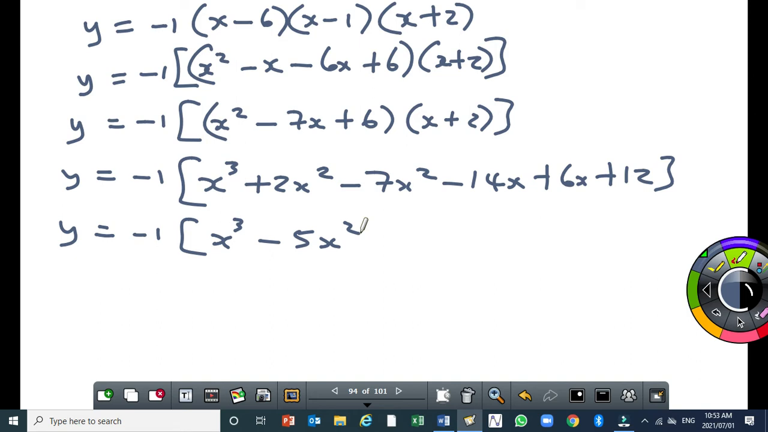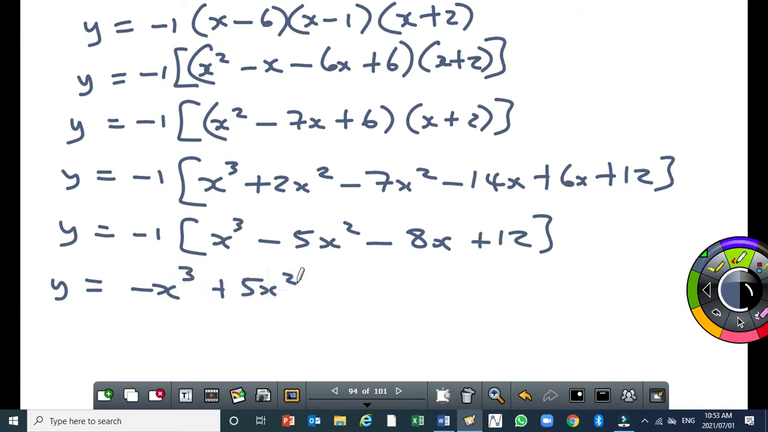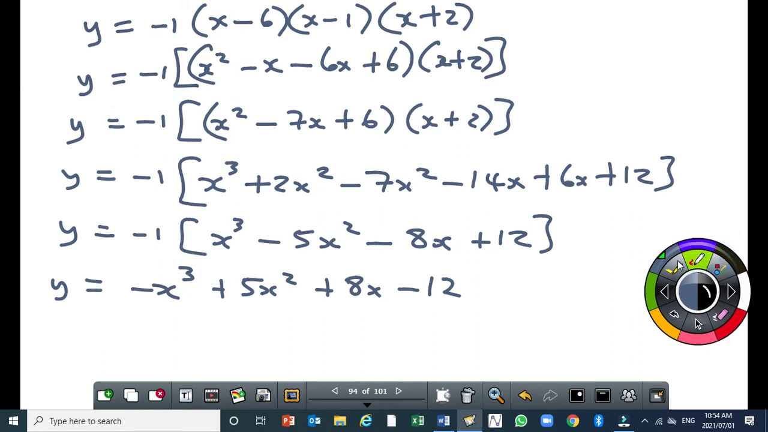Right? Minus 14x plus 6x, that will give me -8x plus 12. Then I need to multiply each term inside the square bracket by -1, which means the sign is going to change. So our final equation will be y equal to -x cubed plus 5x squared plus 8x minus 12. Right? Okay? Now I can determine B, C, and D.